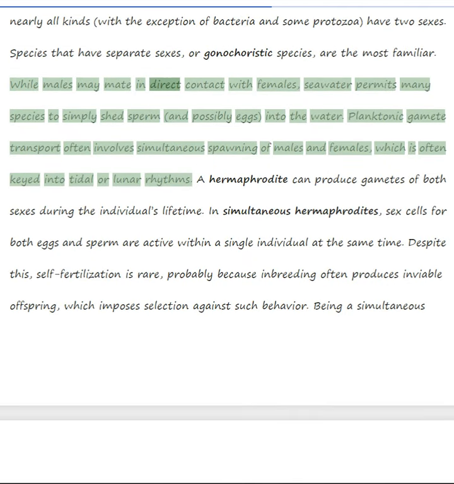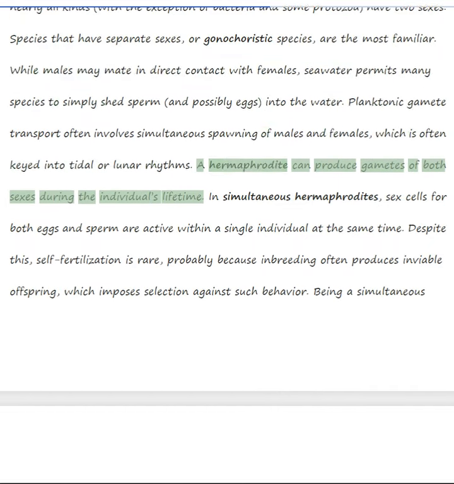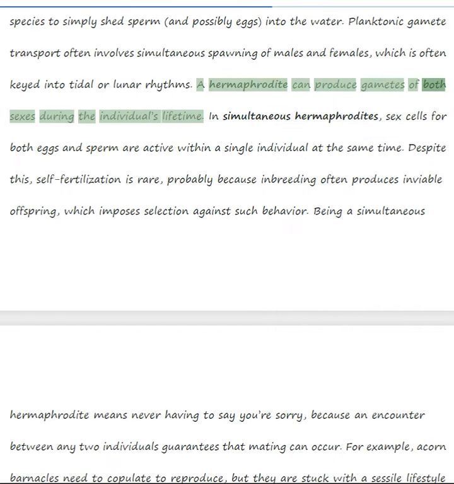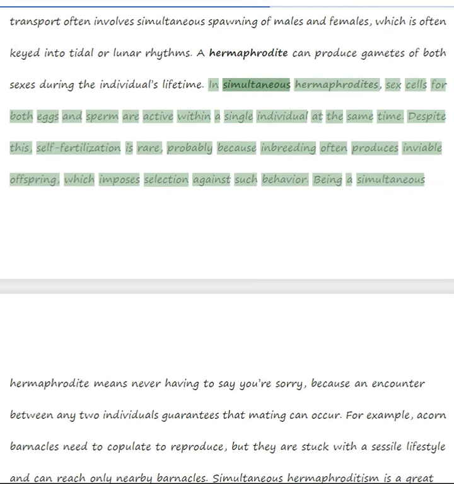While males may mate in direct contact with females, seawater permits many species to simply shed sperm into the water. Planktonic gamete transport often involves simultaneous spawning of males and females, which is often keyed into tidal or lunar rhythms. A hermaphrodite can produce gametes of both sexes during the individual's lifetime. In simultaneous hermaphrodites, sex cells for both eggs and sperm are active within a single individual at the same time.